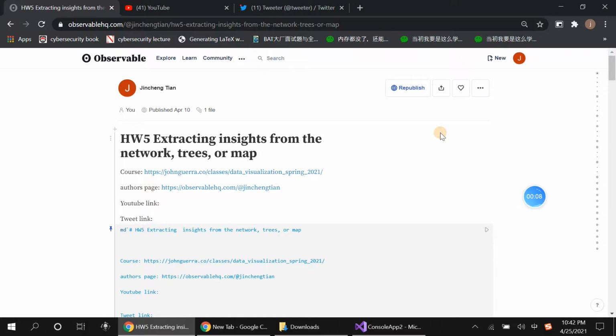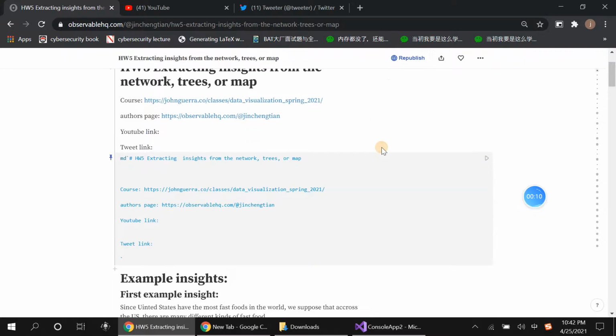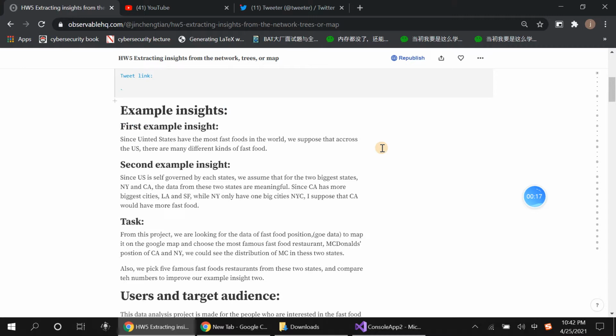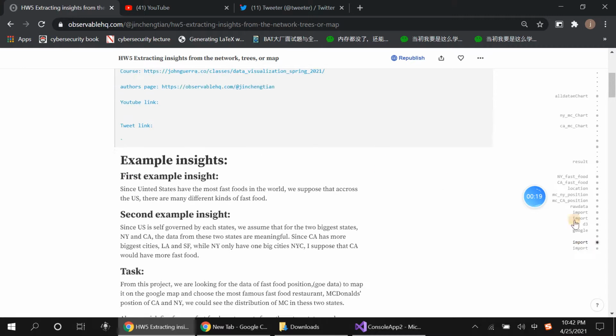Extracting the insights from the network trees or map. So I use the map data, geometric map data, to visualize the fast food across the U.S. and try to figure out two example insights.